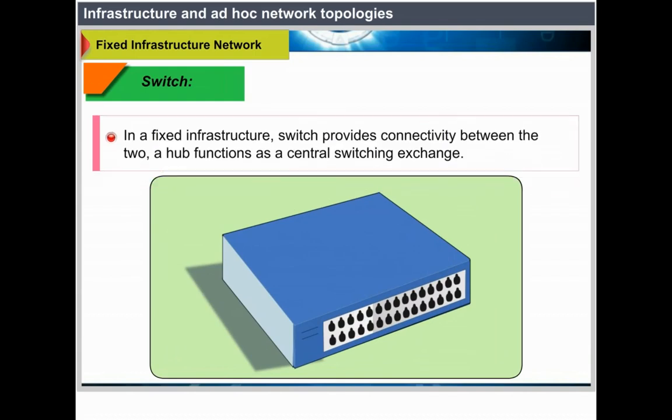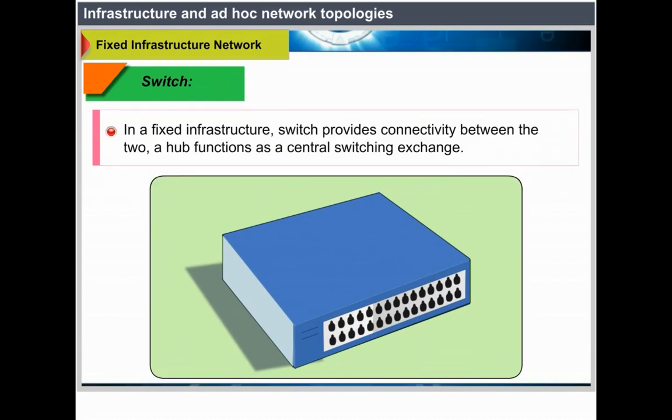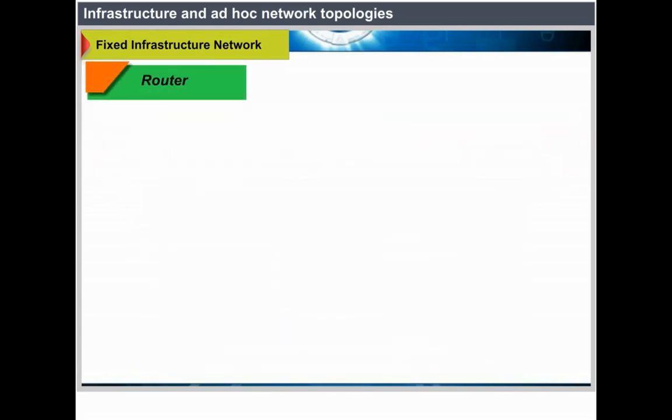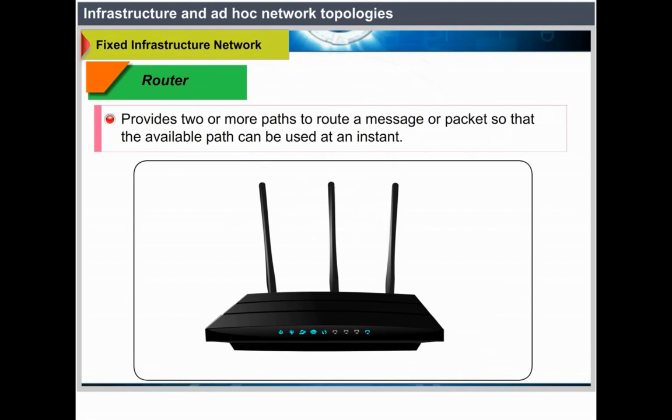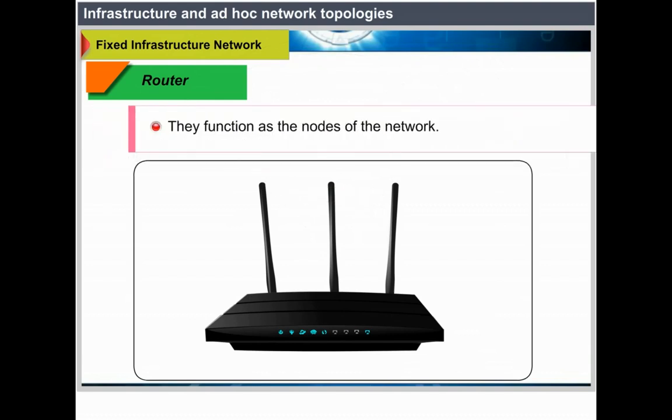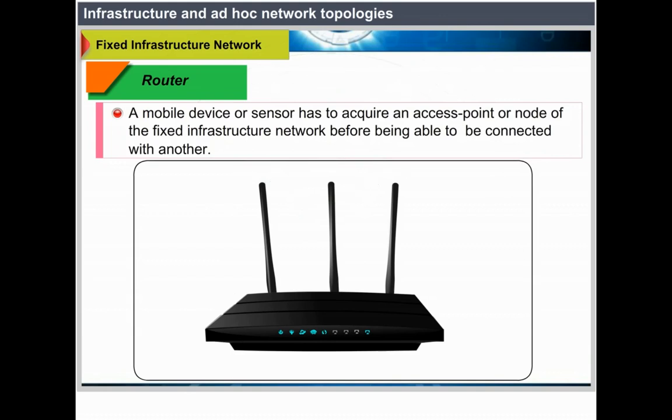Switch. In fixed infrastructure, a switch provides connectivity between the two. A hub functions as a central switching exchange. Router. Provides two or more paths to route a message or packet so that the available path can be used at an instant. They function as the nodes of the network. A mobile device or sensor has to acquire an access point or node of the fixed infrastructure network before being able to connect to another.